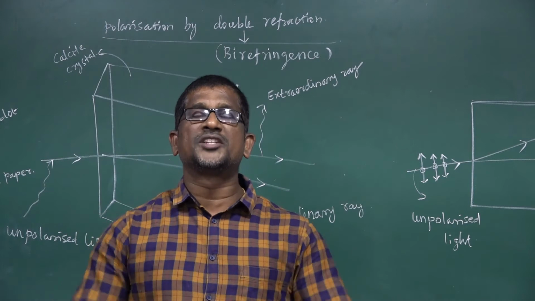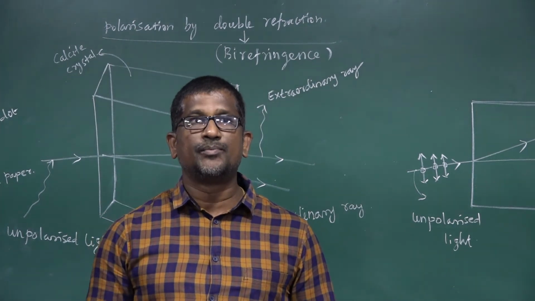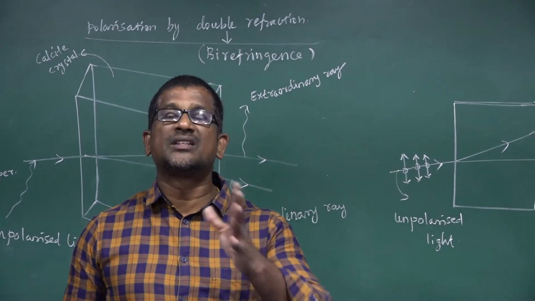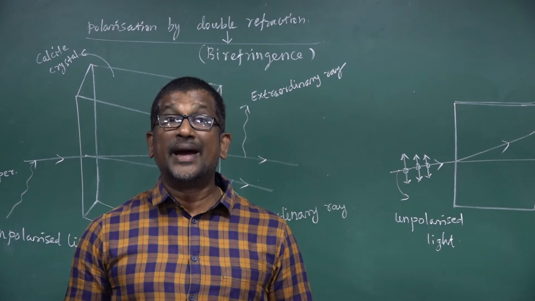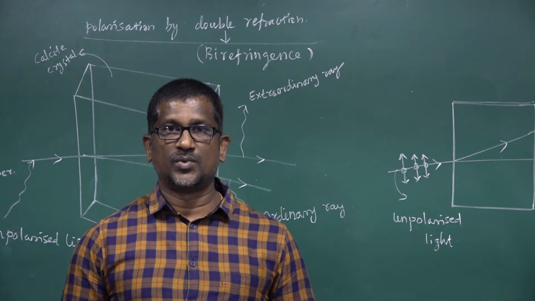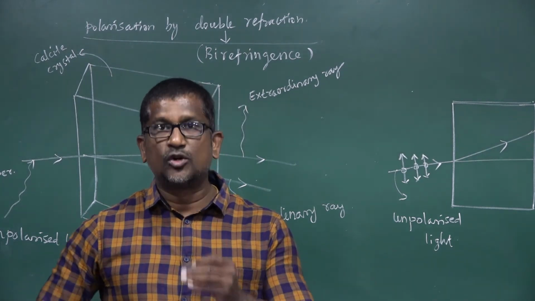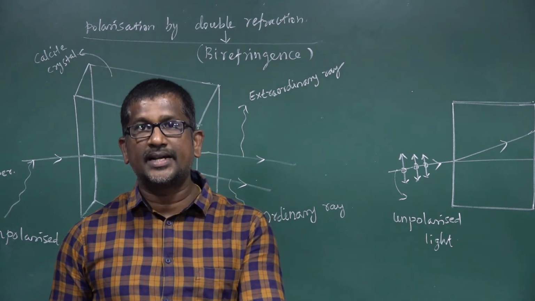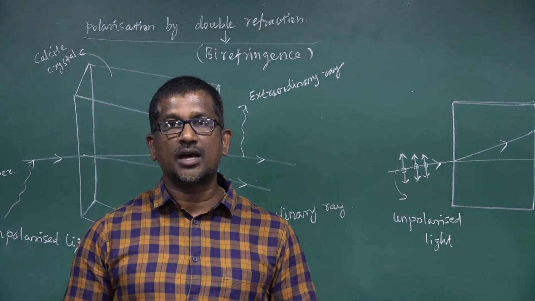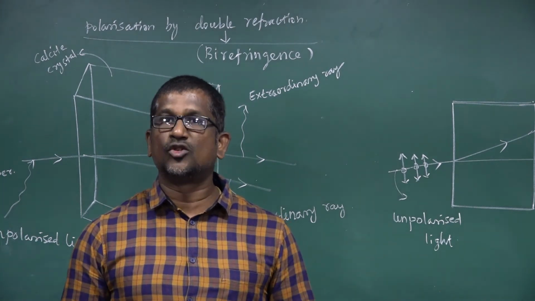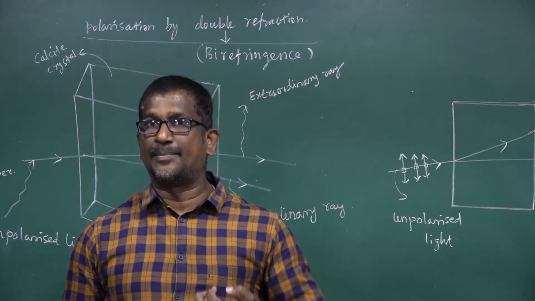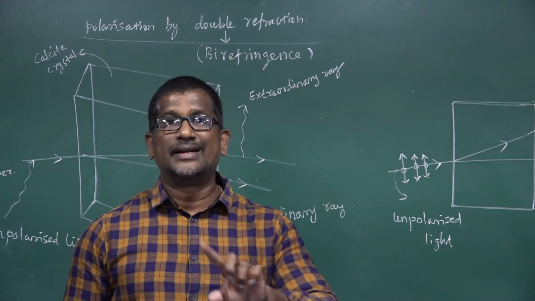First, what is meant by double refraction? Simple. When unpolarized light is passed through some crystals like calcite, mica and quartz, two refracted rays are produced. That phenomenon is known as double refraction. There are two refracted rays we obtain. That is why that phenomenon is called double refraction.